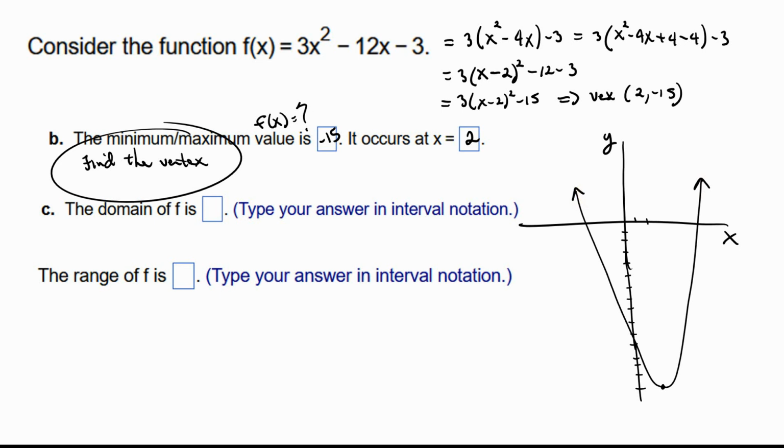So the domain is all real numbers, from negative infinity to positive infinity. The range, this is what I need to see. How low does it go? It goes down to negative 15, all the way up to positive infinity. Okay. All right, is that okay?